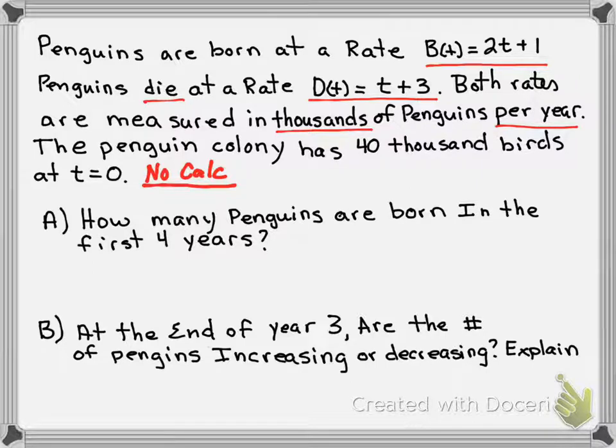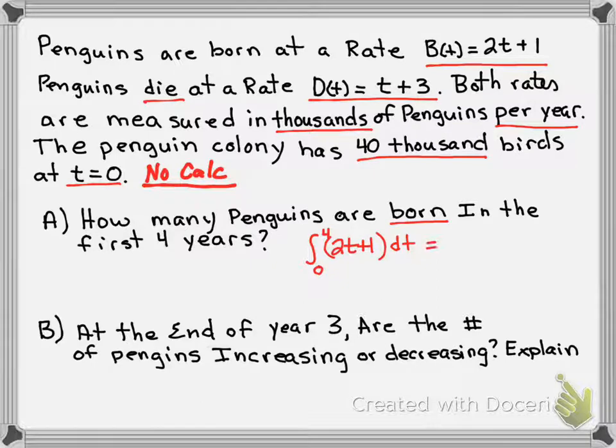So this is just an integral. We are summing up the rate of births. So we're not going to count how many die. We're just looking at how many are born from 0 to 4. The birth rate is 2t plus 1 dt. And since this initial value of 40,000 birds is before t=0, we're not going to count that in the first 4 years. This is already what's there before we start accumulating.